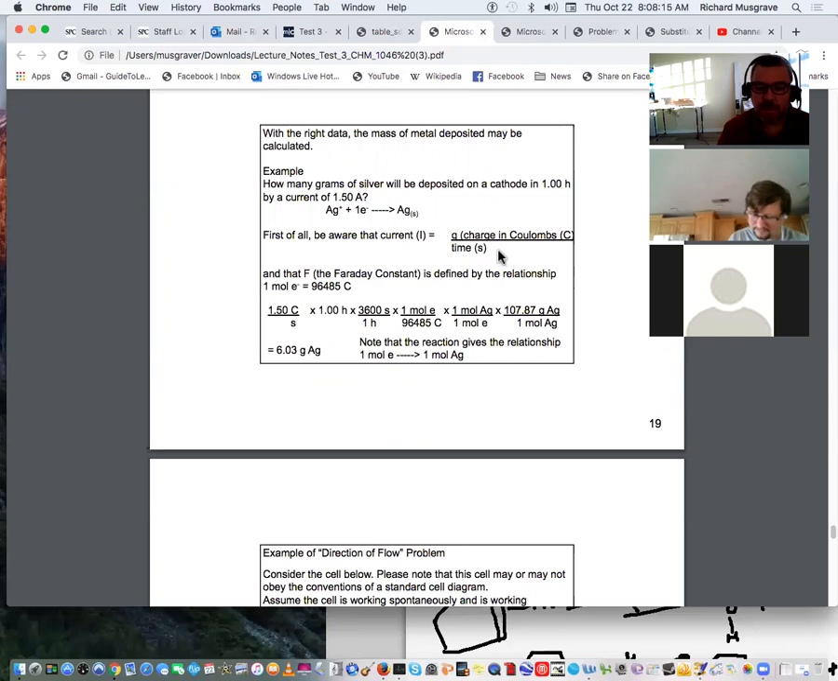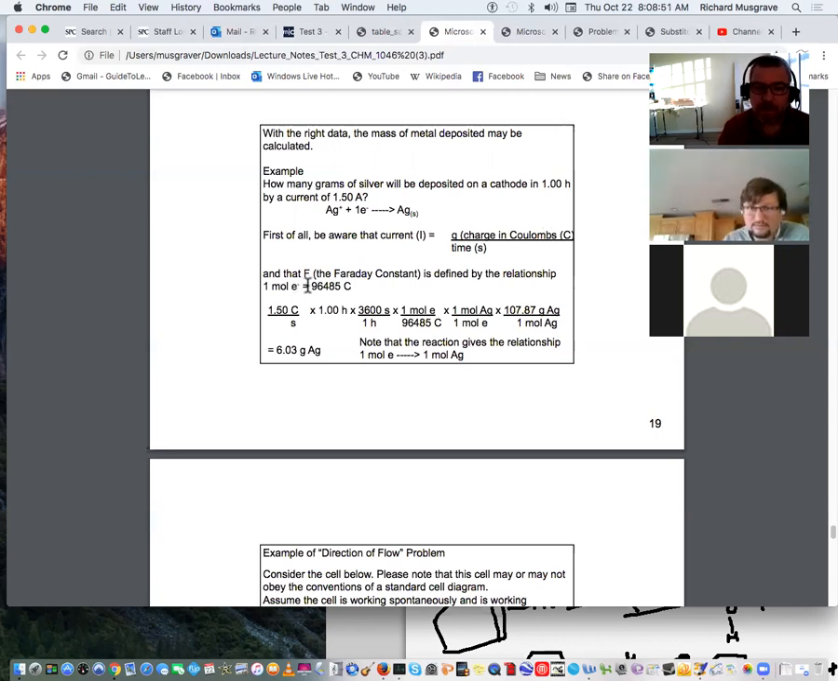The first thing you need to be aware of is that current, in this case 1.50 amps, is charge over time. Charge is measured in a unit called coulombs, and charge has a relationship to electrons, and you'll see that link in a minute. The other way to express current, as well as amps, is in coulombs per second. Coulombs is the standard unit for measurement of charge.